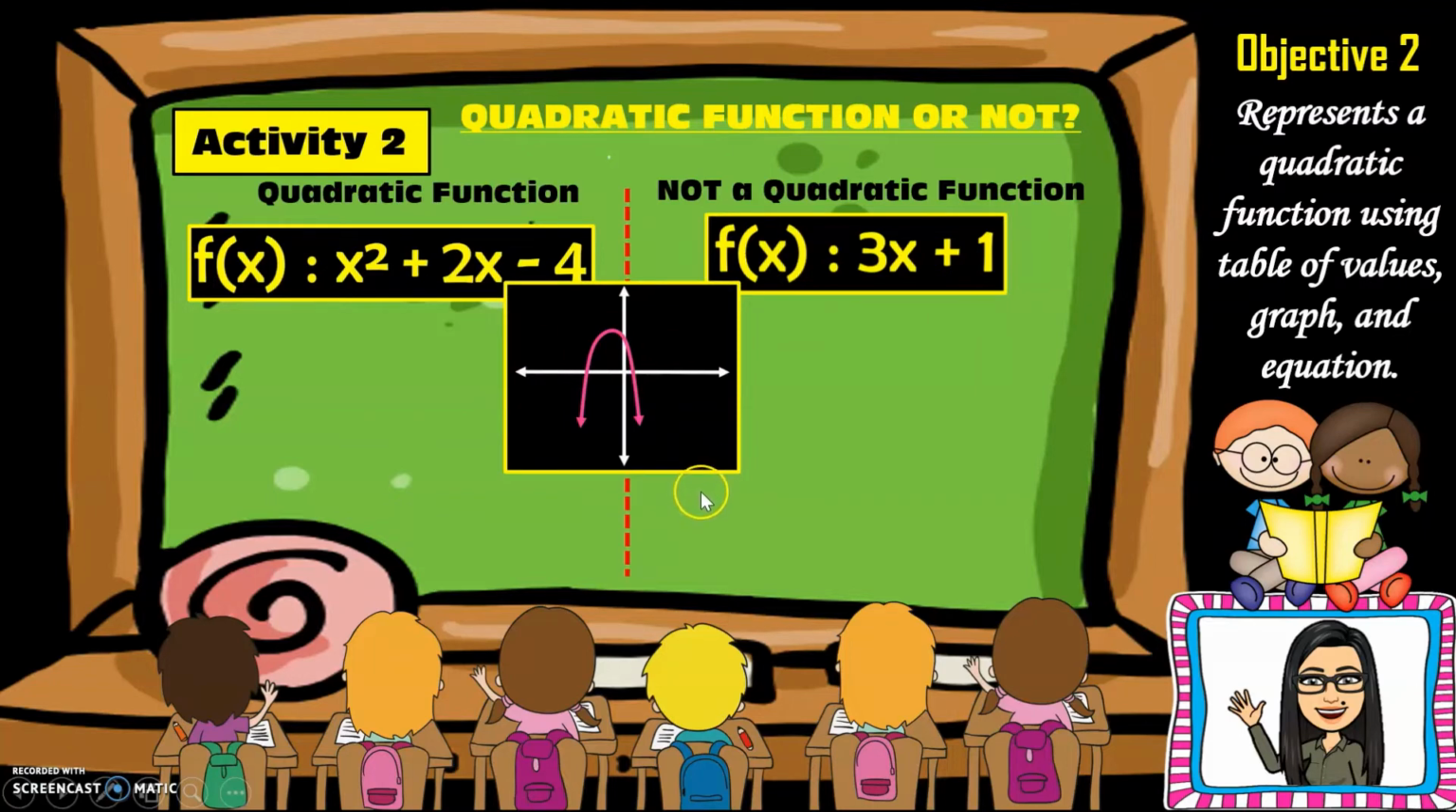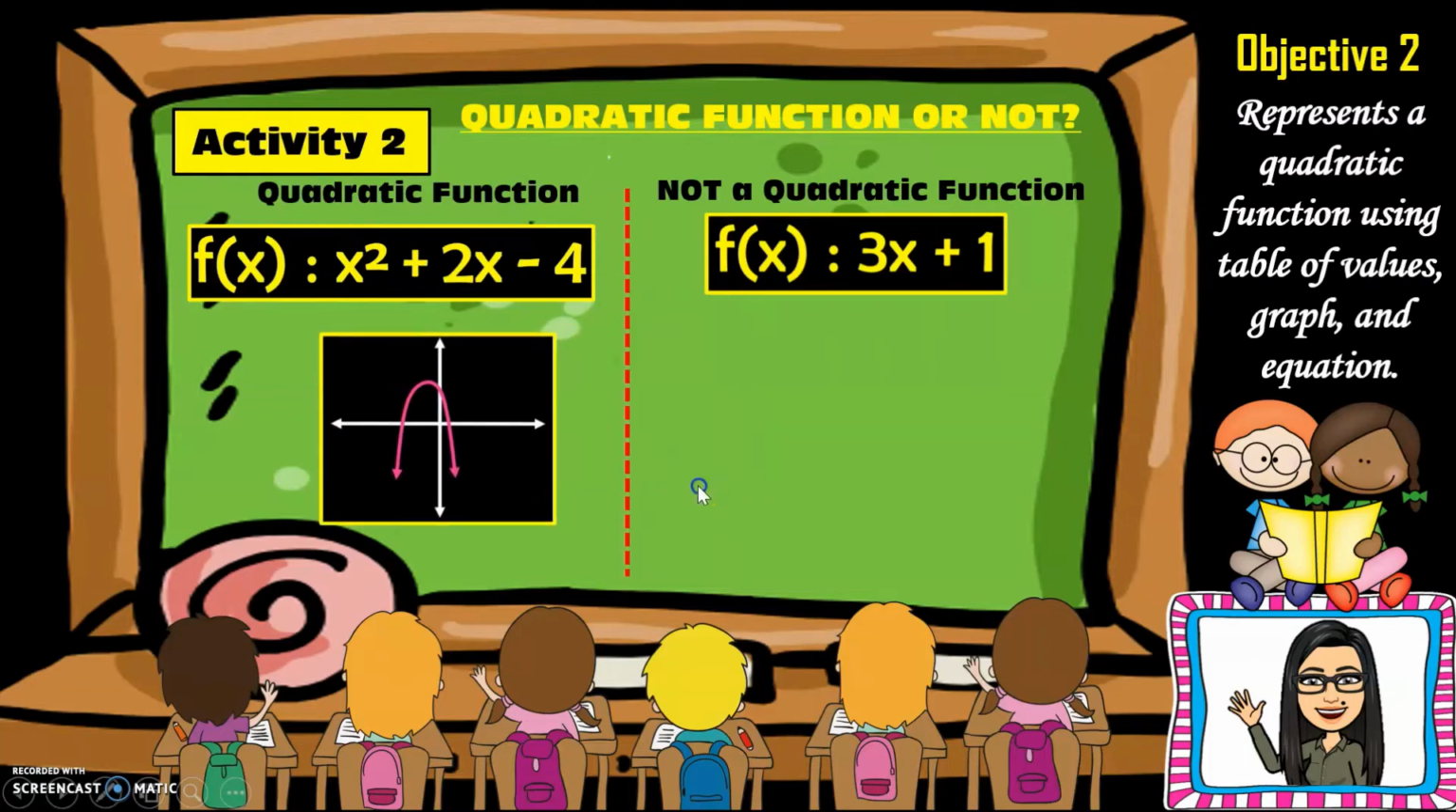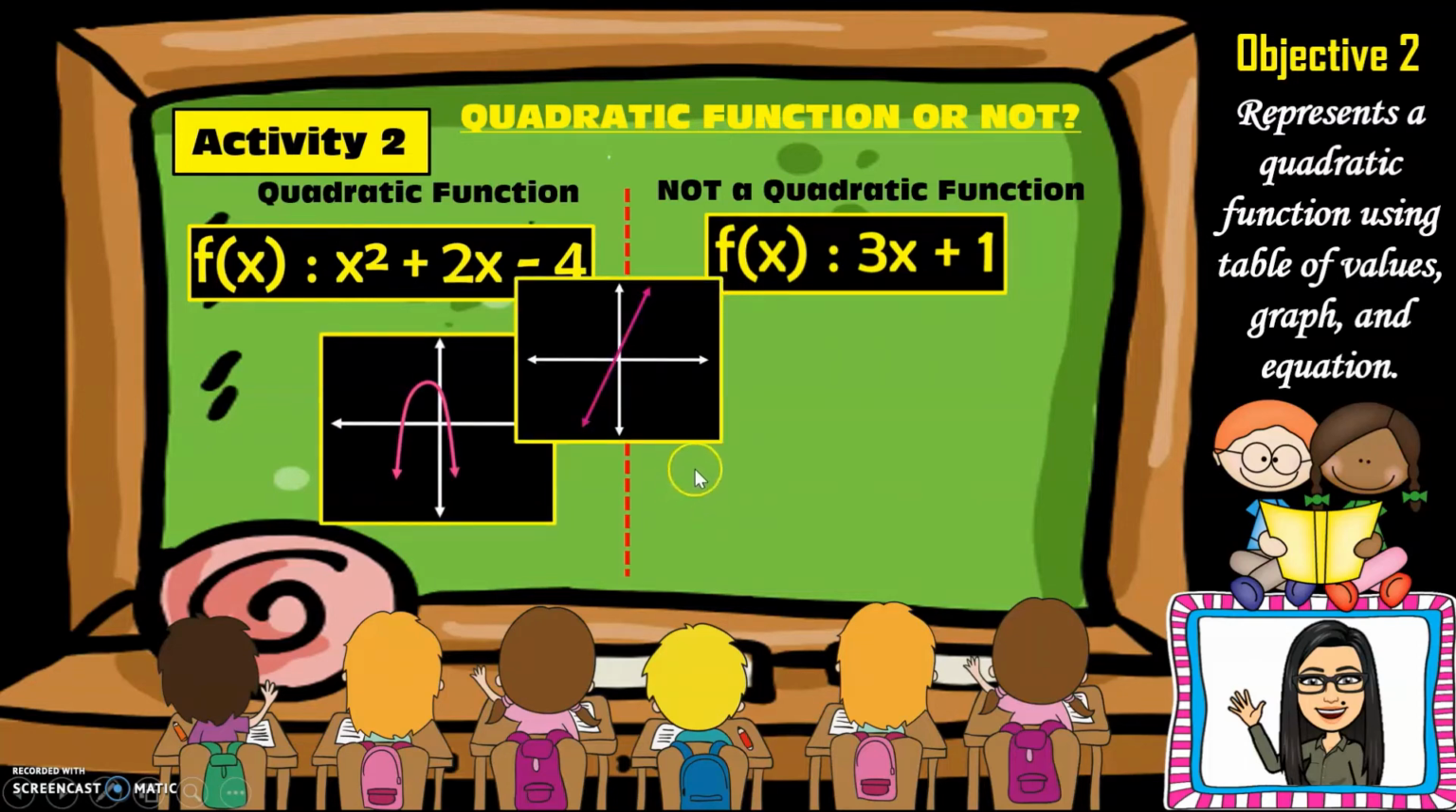Yes, it is a quadratic function. Why? Because the picture is a parabola. So therefore, the given is a quadratic function. How about this one? Is this a quadratic function?